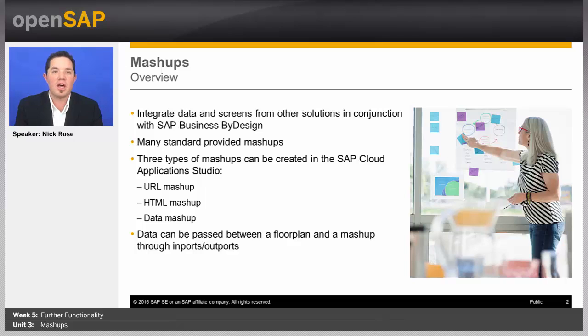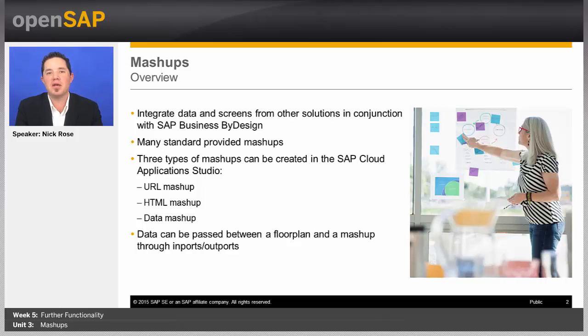Now, there are a lot of different standard mashups out there. You could go to any screen and go into the key user tool, the administration mode, and see what mashups are available for that particular screen, whether it's business information or a map showing some type of address. If you go through the Help Center in SAP Business ByDesign, it'll talk all about what type of mashups are available and where and how to use them.